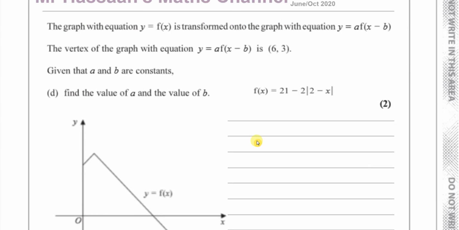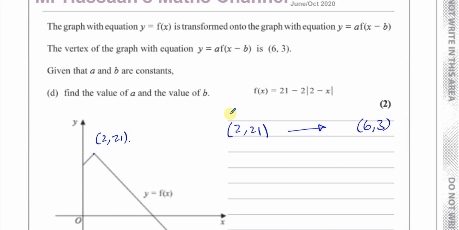And then it says part D. The graph with the equation y equals f of x is transformed onto the graph with the equation y equals a f x minus b. The vertex of the graph with the equation y equals a f x minus b is 6, 3. So this vertex here, as we just worked out, is 2, 21. So the vertex was 2, 21, and now the vertex has become 6, 3. It's gone from here to here. This is transformed onto that.